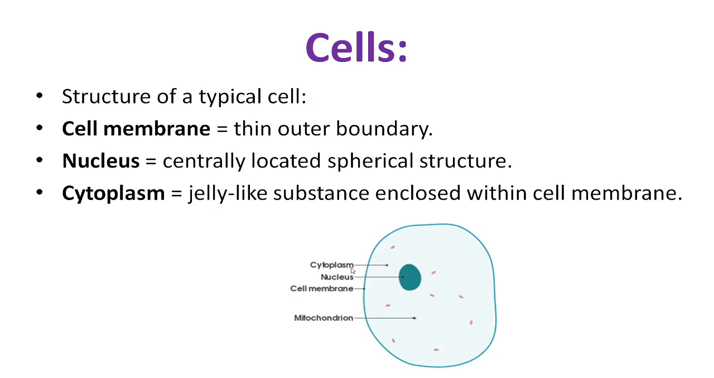Now I will give you one simple example to help you imagine what a cell looks like. You can imagine it as a balloon, right? You know a balloon. You can fill that balloon with jelly, a jelly-like substance. The rubber portion of the balloon is like a cell membrane. And inside, the jelly that you have put is like cytoplasm.